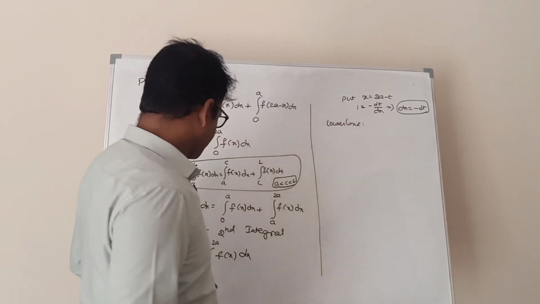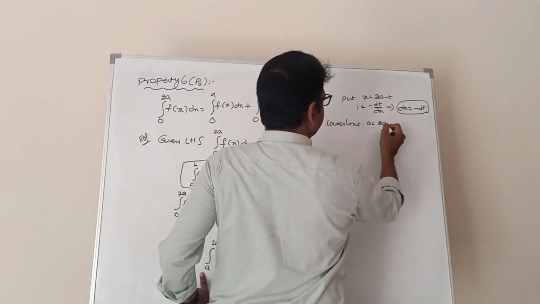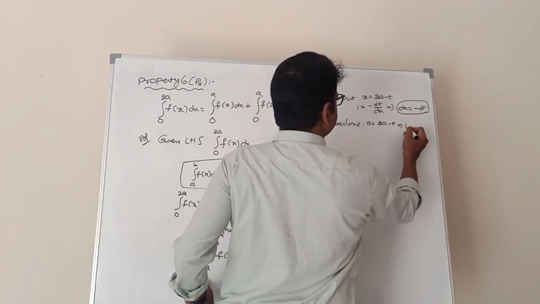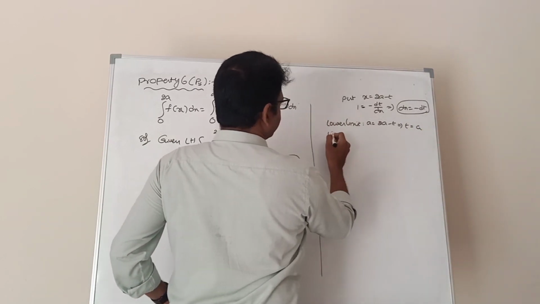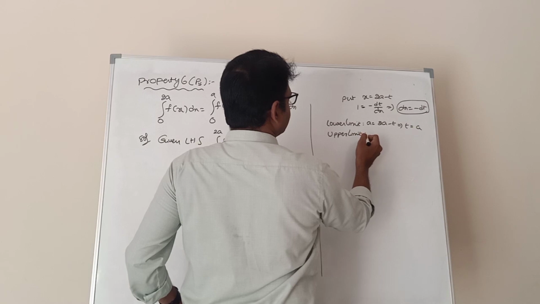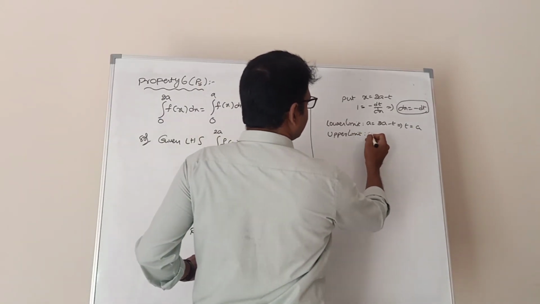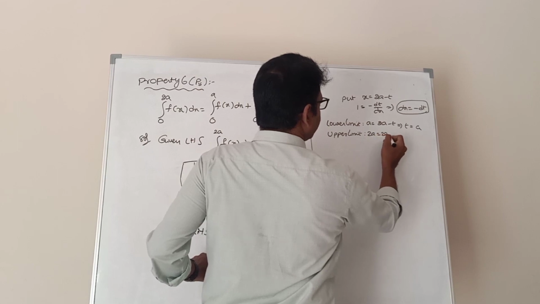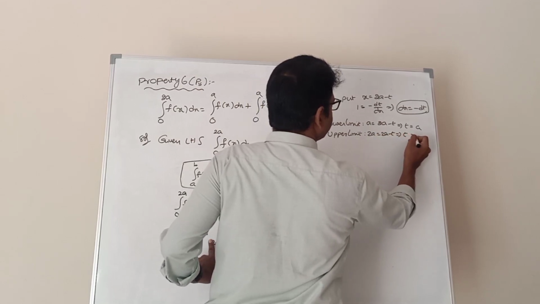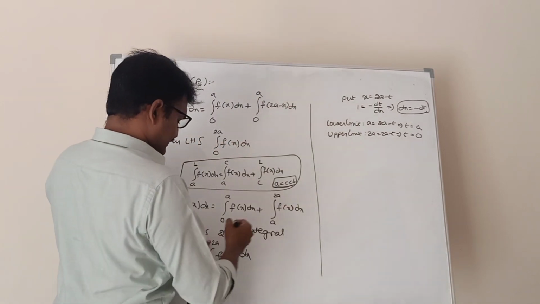Lower limit is how much? a. So a is equal to 2a minus t. That means t is equal to a. Next, upper limit is 2a. 2a is equal to 2a minus t. So t is equal to 0. Now change every value in the right hand side second integral.